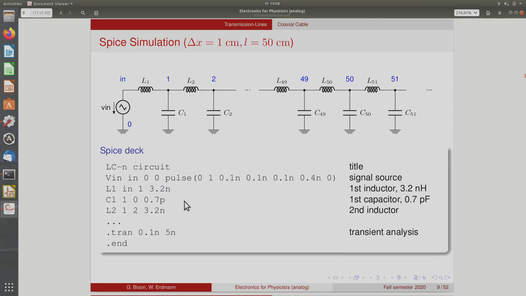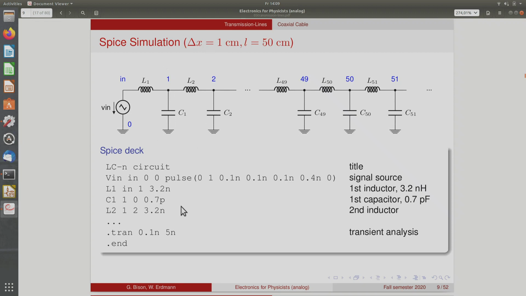Okay, actually we'll do it right now. So this is the circuit that we'll simulate. It's a model of this transmission line where we have a large number of these segments. We take segments of 1 centimeter. So mentally, in our mind, we chop our cable into pieces of 1 centimeter length. The cable has 50 centimeter total length, so we have 50 such pieces.